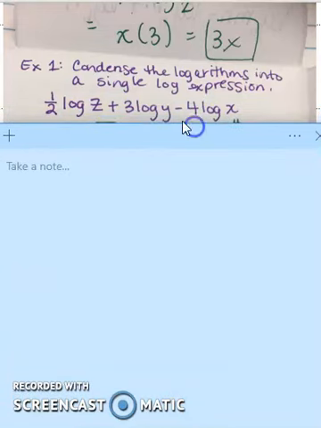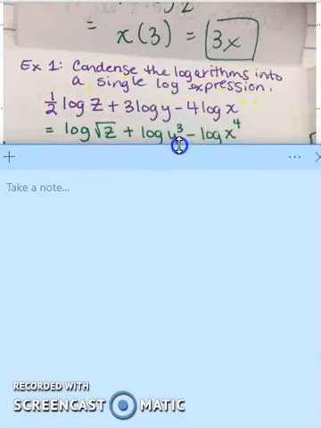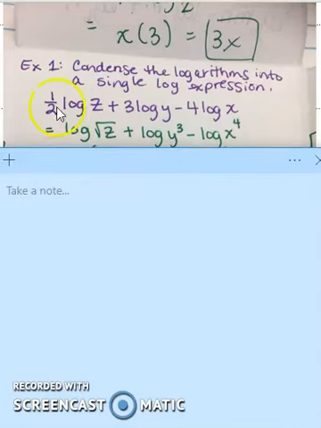So the directions say to condense the logarithms into a single log expression. Condense, make it smaller, and so we want to make it into one single log. So the first thing that we're going to work with are all these coefficients. The first property that we're going to use is the power property and turn these into powers or exponents on the arguments.